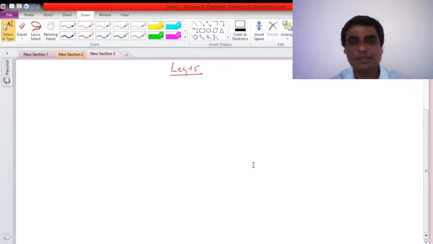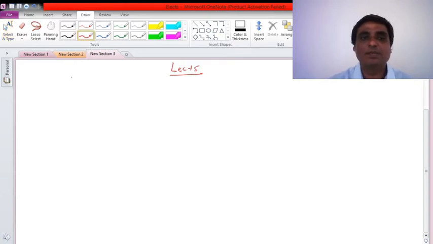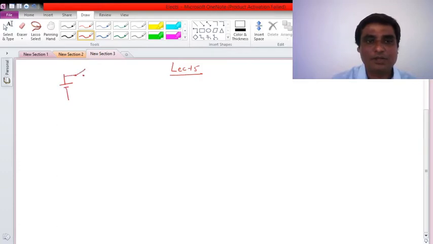Welcome to this lecture. In the last lecture, we concluded that if I have an inductor which is to be charged, we have seen two types of circuits. One was like this, where the battery is directly connected to L, and the second circuit was like this, where the battery is connected through a switch to a series RL circuit.